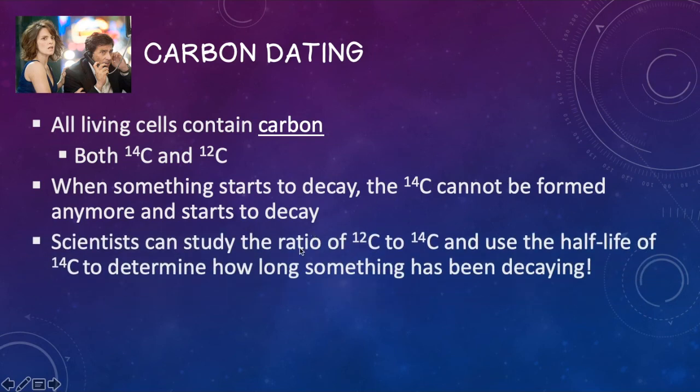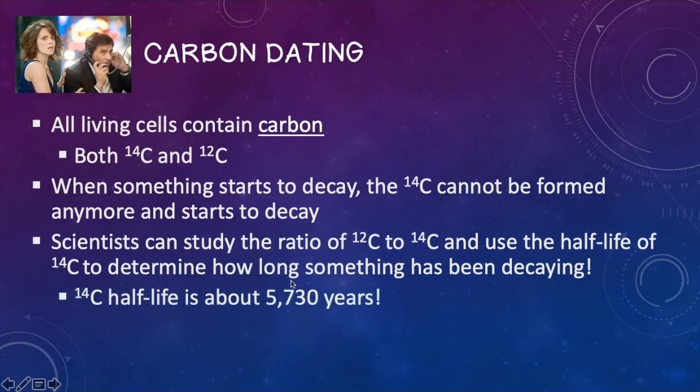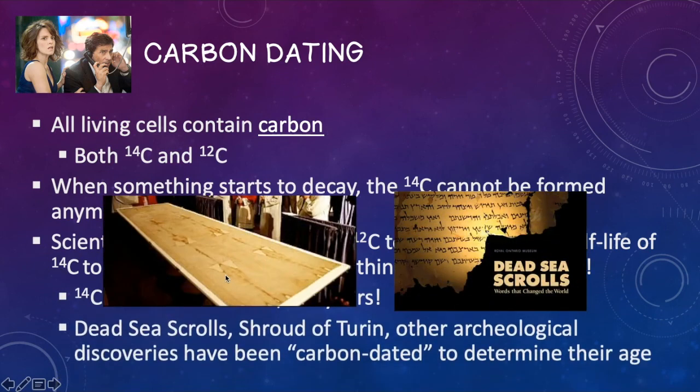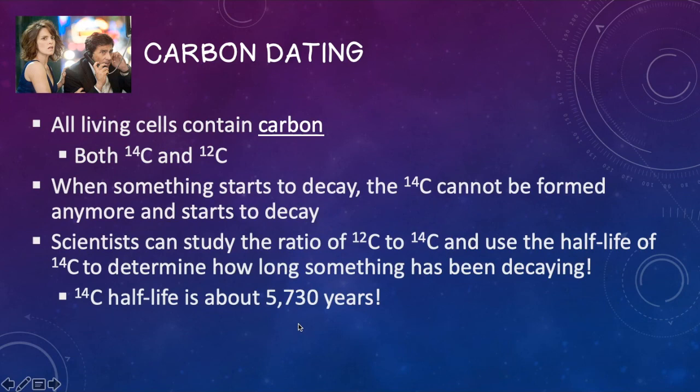So then what can happen is scientists can study how much carbon 12 is there and how much carbon 14 is in that sample. And they can use what's called the half life of carbon 14 to determine how long something has been decaying. And it turns out that it takes about 5,730 years for the carbon 14 to get to its half life, so that you'll have half of the atoms left over.